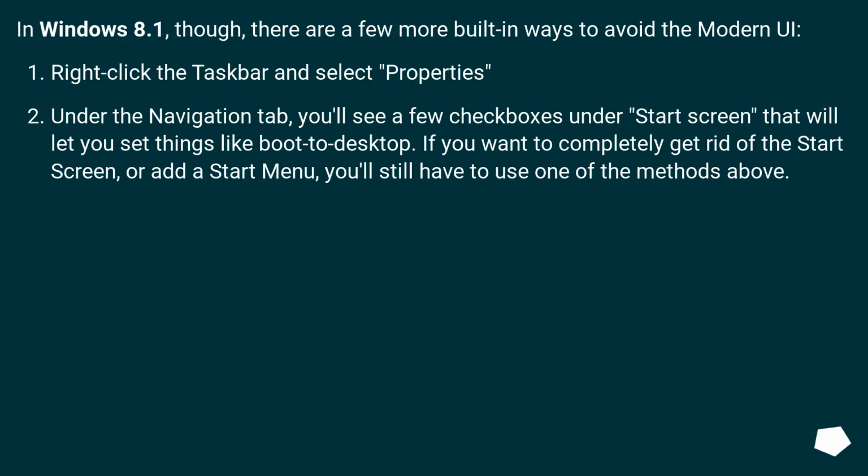In Windows 8.1, though, there are a few more built-in ways to avoid the Modern UI. Right-click the taskbar and select Properties. Under the Navigation tab, you'll see a few checkboxes under Start Screen that will let you set things like Boot to Desktop. If you want to completely get rid of the Start screen, or add a Start menu, you'll still have to use one of the methods above.